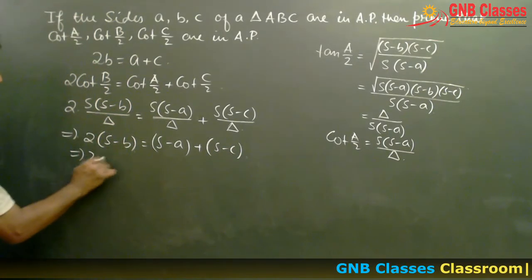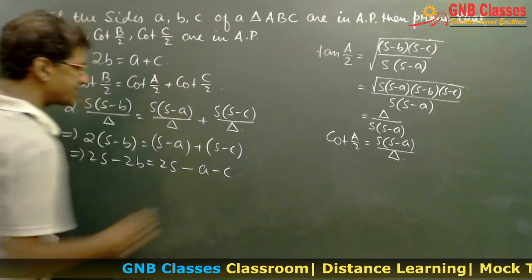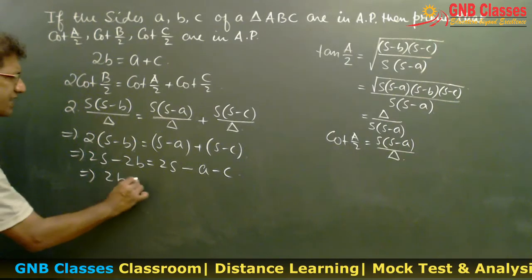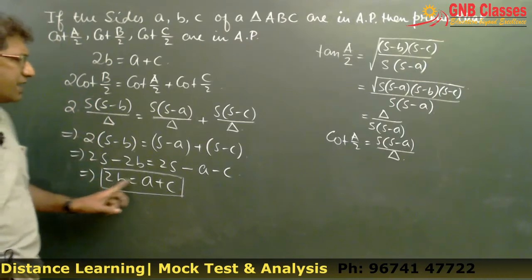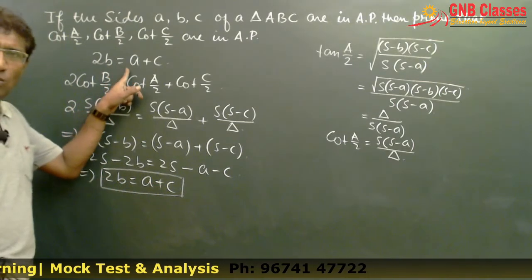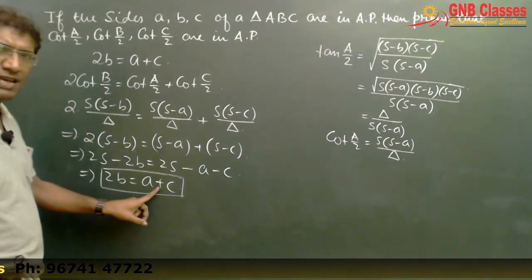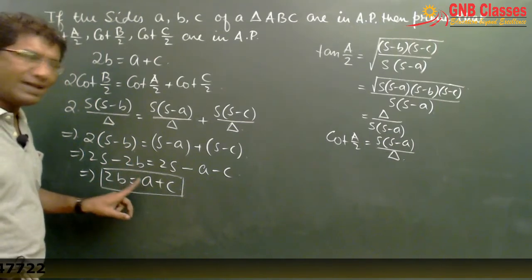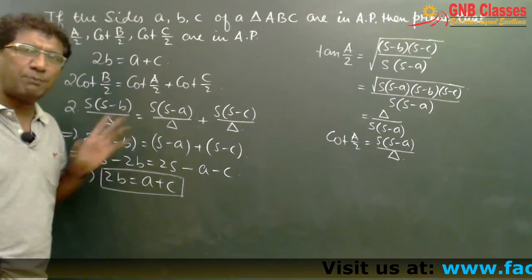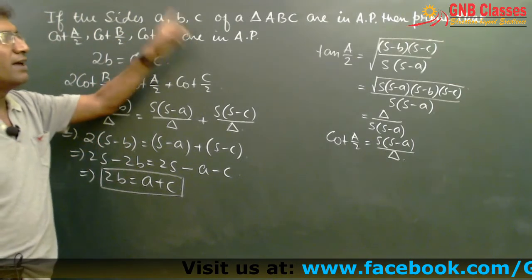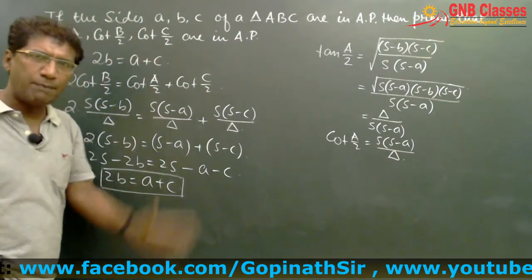So we are having 2s minus 2b equals 2s minus a minus c. So we are getting 2b is nothing but a plus c. Is it clear? So we got 2b equals a plus c, which is absolutely true, which is given in our question that a, b, c are in AP. Therefore 2b will be equal to a plus c. Okay, so this is true. It means that cot A by 2, cot B by 2, cot C by 2 are in AP. If a, b, c of the triangle are in AP, then cot A by 2, cot B by 2, cot C by 2 are also in AP. Is it clear to all of you?